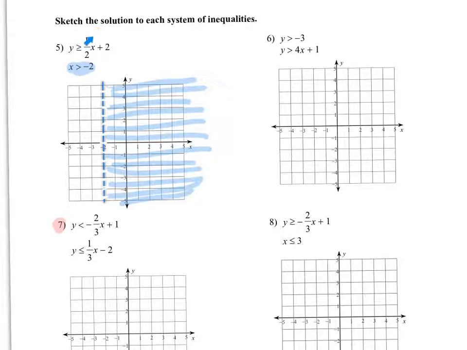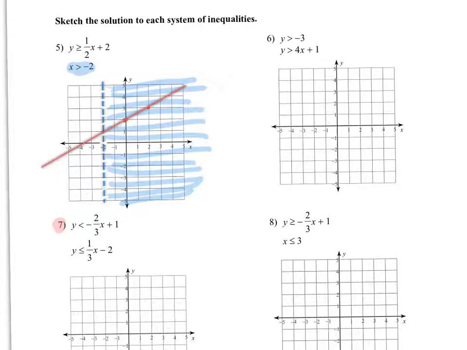Now we could do this one. Notice we start at 2. We start at 2 here. And then you're going to go up 1 over 2. So up 1 over 2. And then this one is actually going to be a solid, right? A solid line because it's greater than or equal. So let's go ahead and do that there.